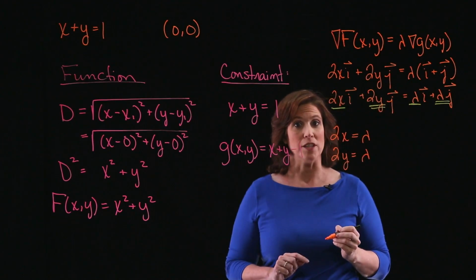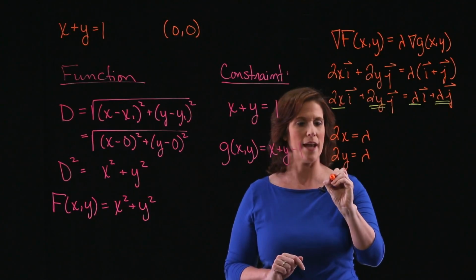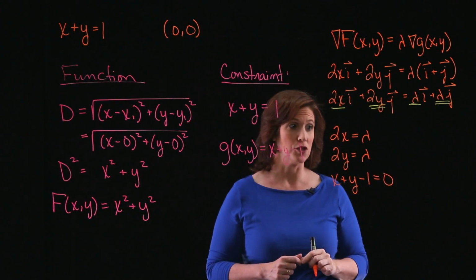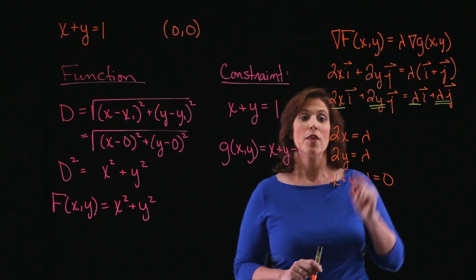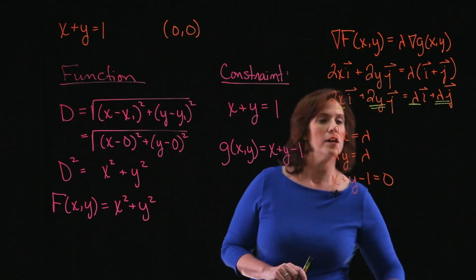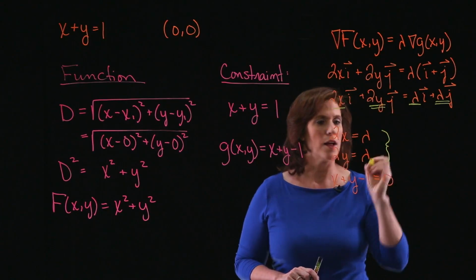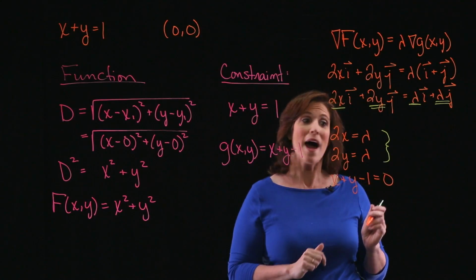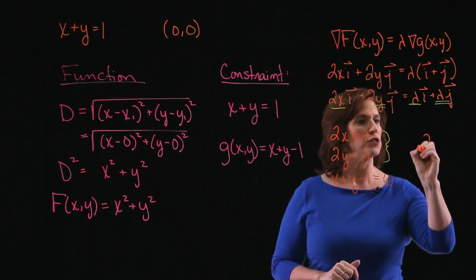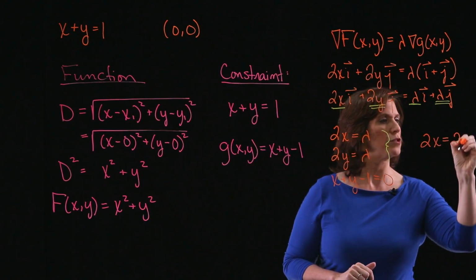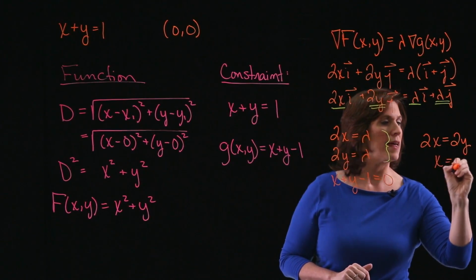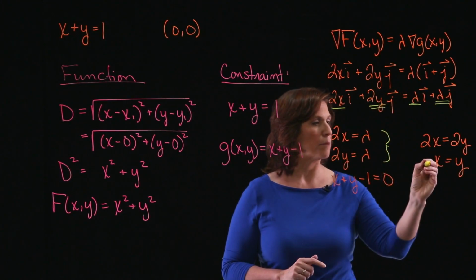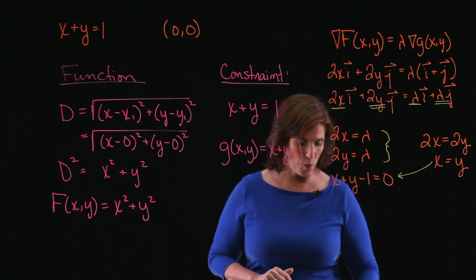Now I need a third equation, and my third equation is going to be the equation x plus y minus 1 equals 0. That comes from the constraint. So now I have a system, 3 equations, 3 unknowns. So I'm going to begin by combining those two equations. Because 2x equals lambda and 2y equals lambda, that tells me that 2x equals 2y, which means that x and y are the same thing. I am then going to take that and plug it into my third equation.